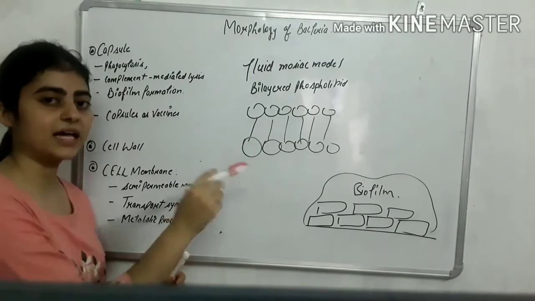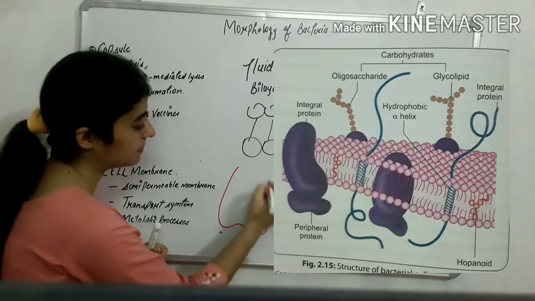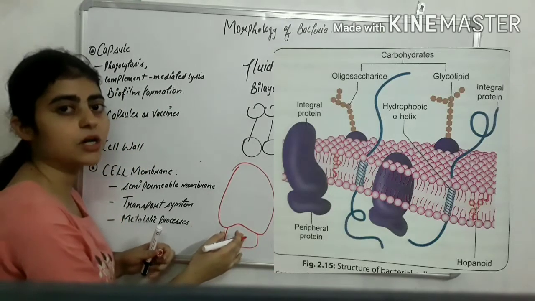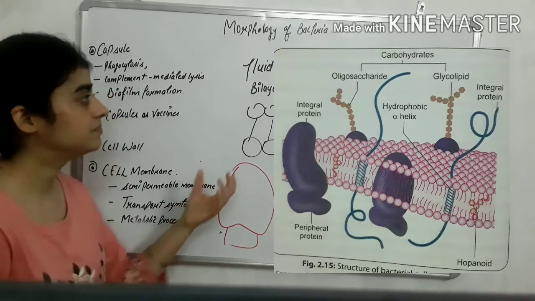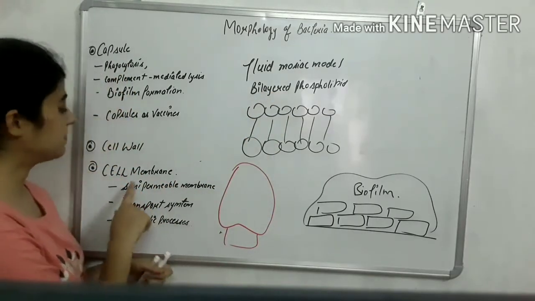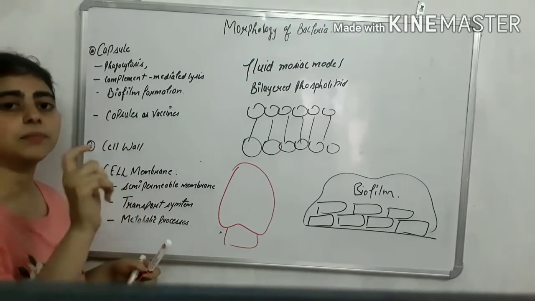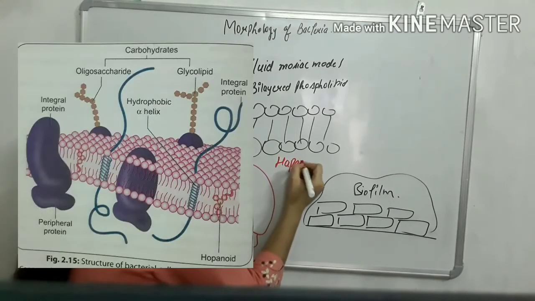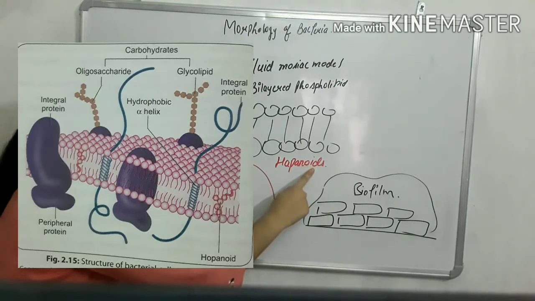You can see the diagram on the screen where there are some proteins made in purple color. The upper part is called integral protein and the lower part is called peripheral protein. One more thing is that the plasma membrane does not contain sterols. Instead of sterols, it contains some sterol-like substances called hopanoids. You can see in the diagram, hopanoids are shown in yellow color.